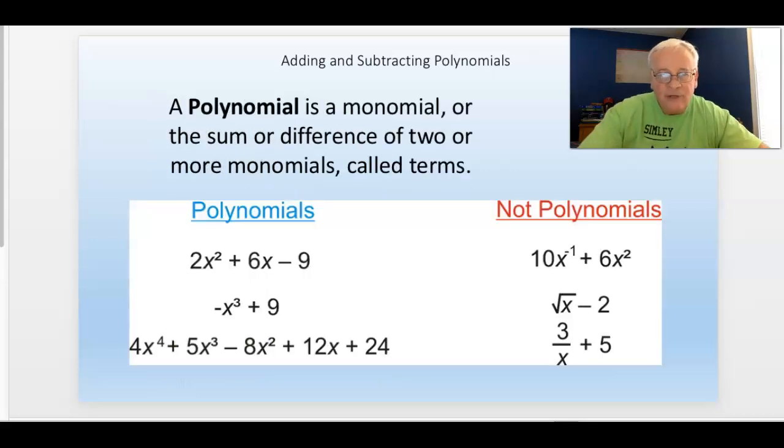Our second vocabulary word is polynomial. A polynomial could be a monomial or the sum or difference of two or more monomials. And each of those monomials within a polynomial, we call terms. This is an example of polynomials over here on the left side. And these are examples of what are not polynomials over here on the right side.